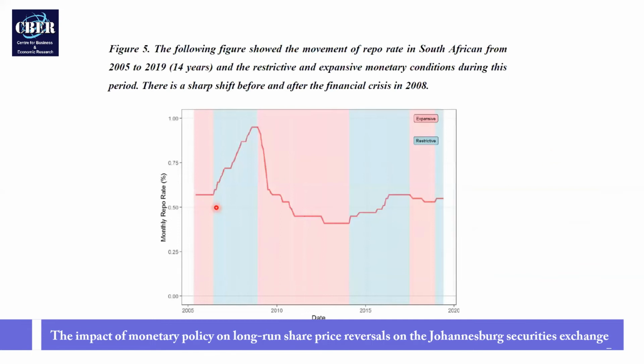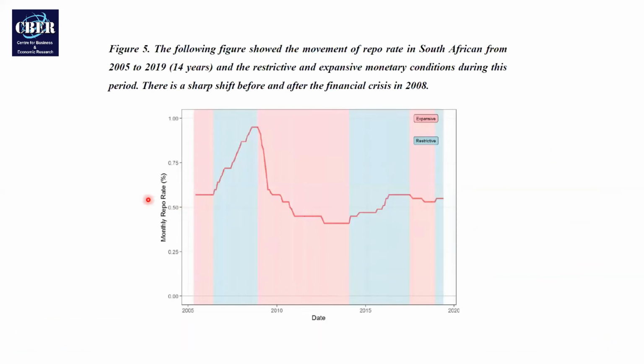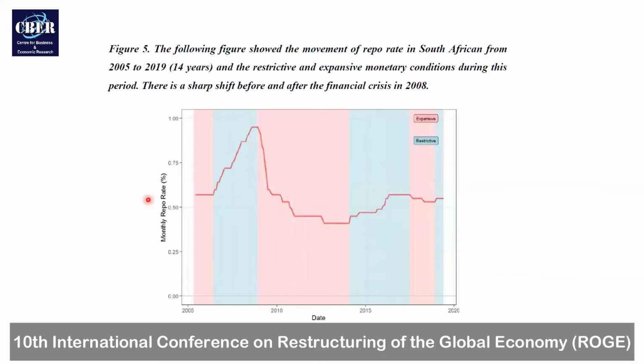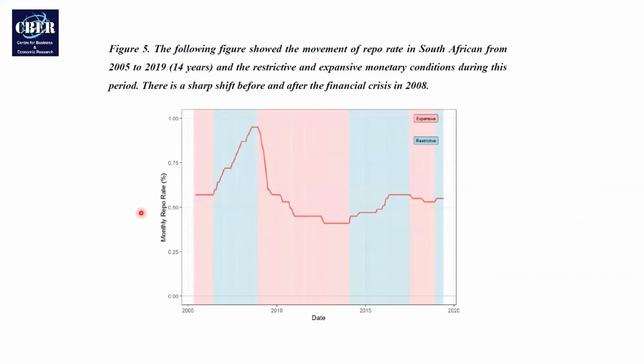So the changes of the discount rates will be viewed as shifts in the South African broad monetary policy. Now, if you look at this graph, for the periods that the discount rate is increasing, we argued that the monetary environment is restrictive because the banks are raising the interest rates. And if they want to stimulate the economy, they'll lower the interest rates, hence an expansive monetary condition.